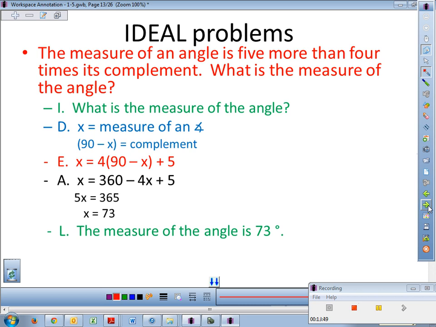You can use the degree symbol. That's not an abbreviation. I mean, it's like a label, you know. So the measure of the angle is 73 degrees. Capital letter, period, no abbreviations. Of course, you can use a number and a degree symbol. It's all cool. Sound all right? So we'll do another one when we come back.